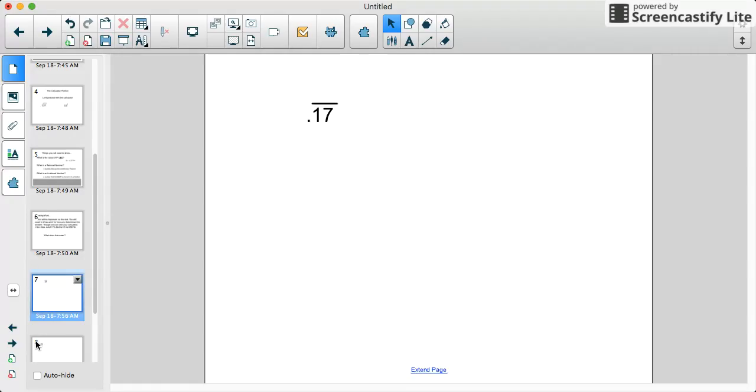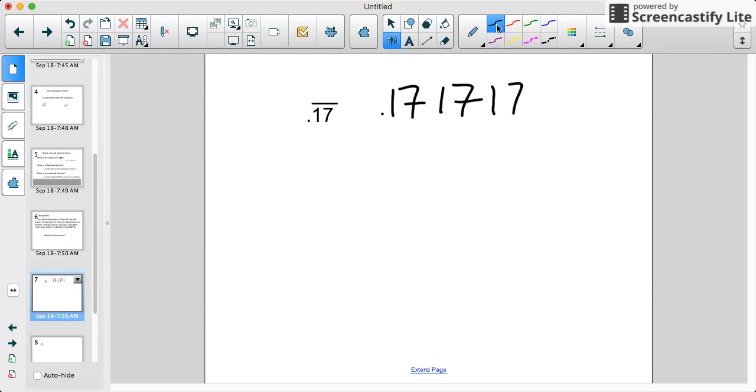Let's look at 0.17 repeating. 0.17 repeating is equal to this value: point 17, 17, 17, 17. And remember, with that repeating symbol, it goes on and on forever. So how do we solve this and turn it into a fraction?